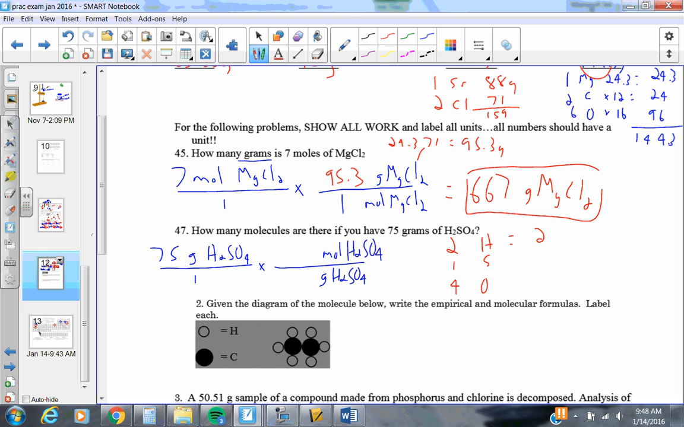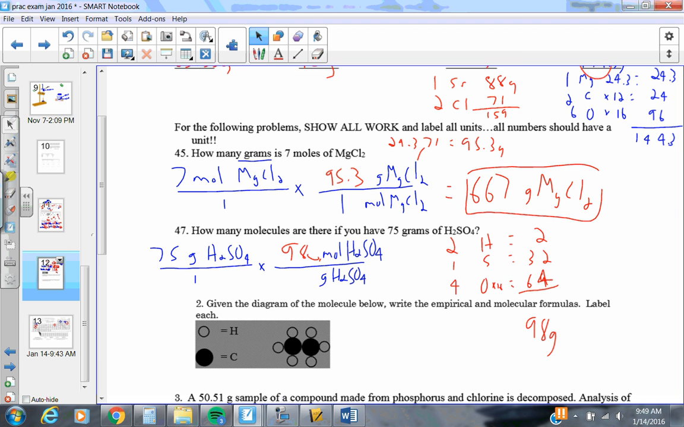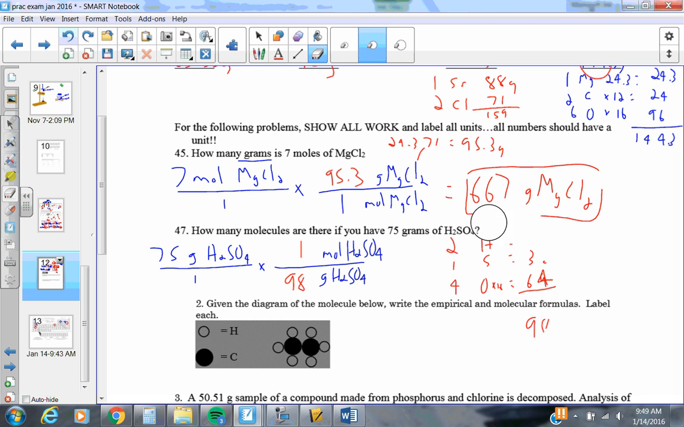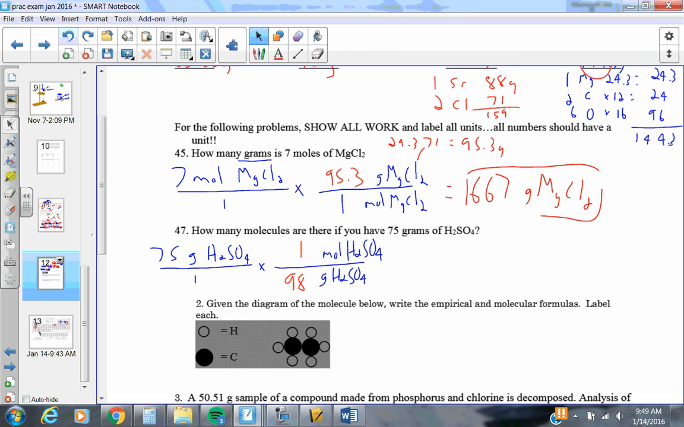2 H's weigh 2 grams. 1 S is 32 grams. 4 oxygens times 16 is 64 grams. Whoops, that's a 4. So that's going to equal 98 grams. Okay, I wrote it there, and then I see, wait, that says mole. I don't want mole, so I'm going to backtrack a little bit. 98 grams is 1 mole. Unfortunately, I'm not done with this, because grams and grams would cross out and leave me with moles.